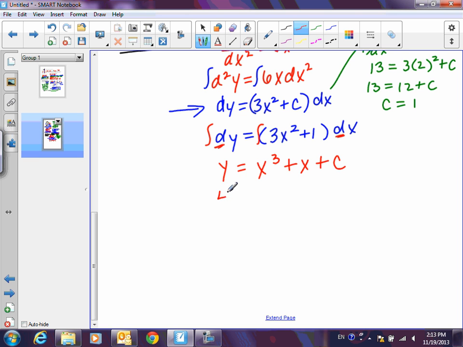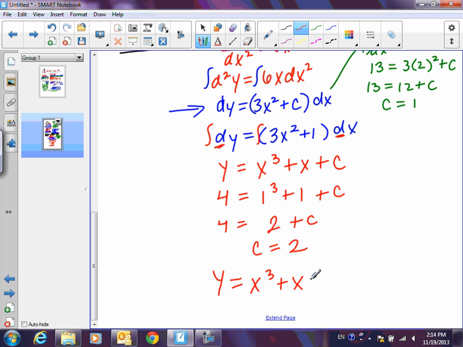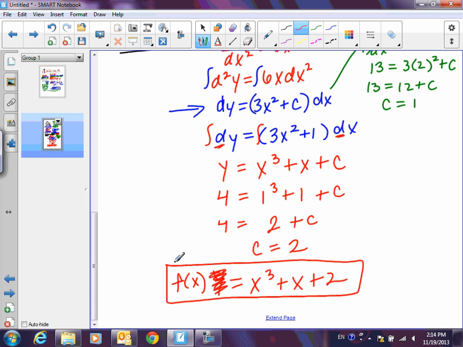All right, so we're going to plug 4 in for y and 1 in for x, and the rest of it is just like any other problem that we've been doing. So c is going to equal 2. And my final answer is y equals x cubed plus x plus 2. You could write f of x equals instead of y equals, since it told me to find f of x. It's not too big of a deal which one you put.